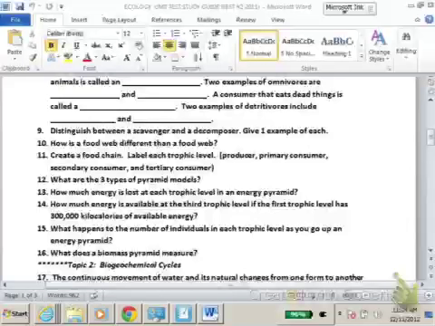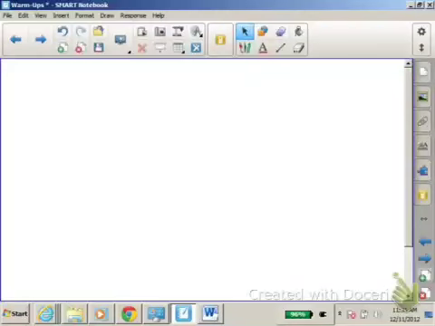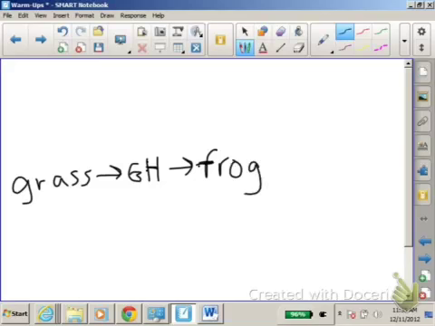Okay, let's look at number 11. It says create a food chain, label each trophic level: the producer, the primary consumer, secondary consumer, and tertiary consumer. So let's look right here, and I'll create a food chain. This is the one I've used very commonly. Let's say that I have grass, grasshopper, sorry about the messy writing, frog, snake.